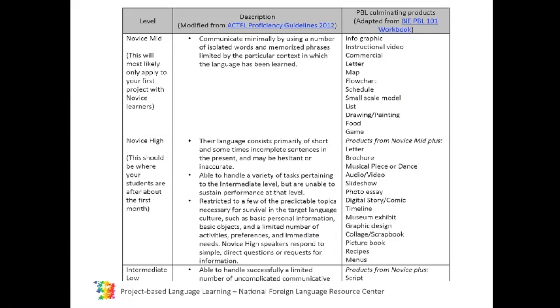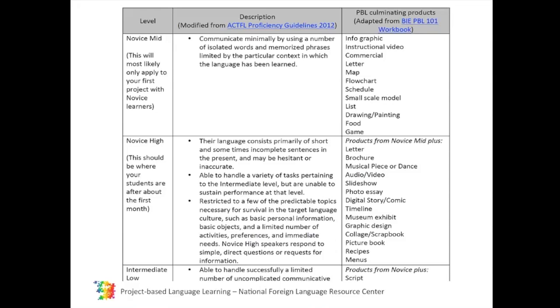For example, a novice mid learner, and that will most likely only apply to the first project. We know that students move very quickly from novice low, to novice mid, to novice high once they acquire some language. A novice mid can communicate minimally by using a number of isolated words and memorized phrases limited to a very particular context of the language being learned. They're not yet making that transfer. So they might make an infographic or an instructional video, write a letter, draw a map, or create a schedule.